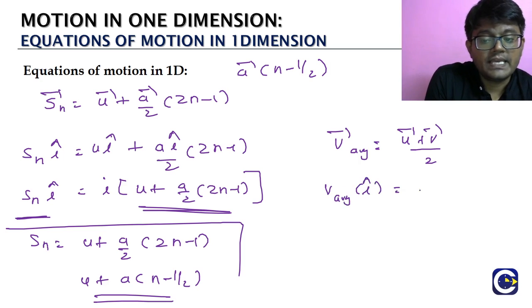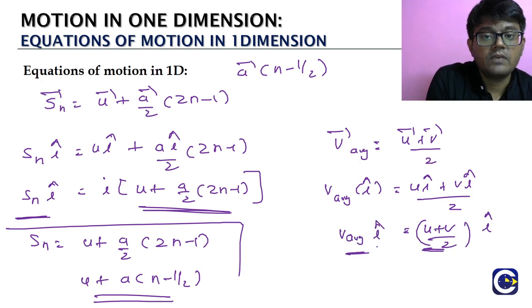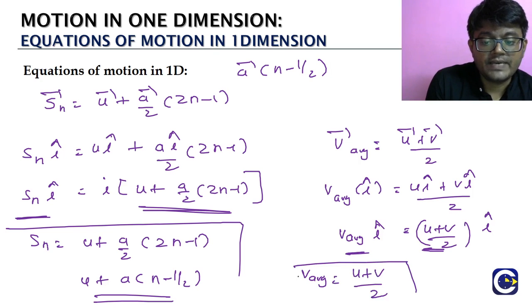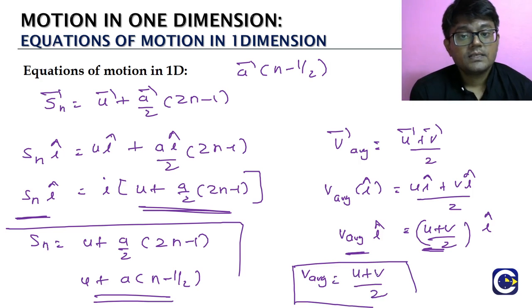So here average velocity will be what? Its magnitude into I cap. Everything is in the same direction. U into I cap, V into I cap by 2. So it is U plus V by 2 into the I cap. So again we'll have to equate the I cap components, which is what? The average velocity value is equal to the initial velocity plus final velocity by 2. So here we are able to convert all these equations and results into the scalar form.